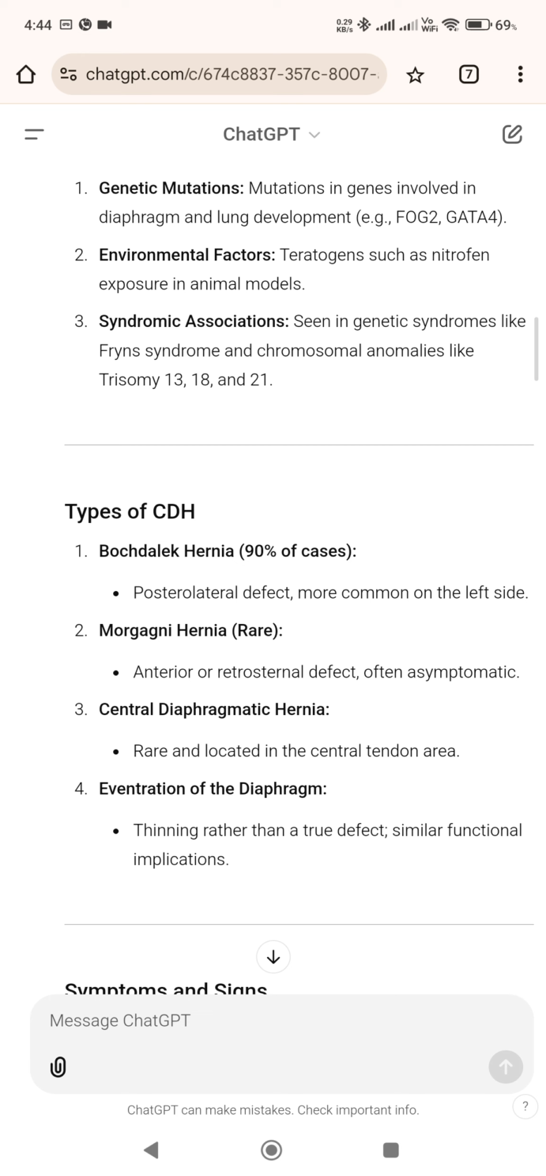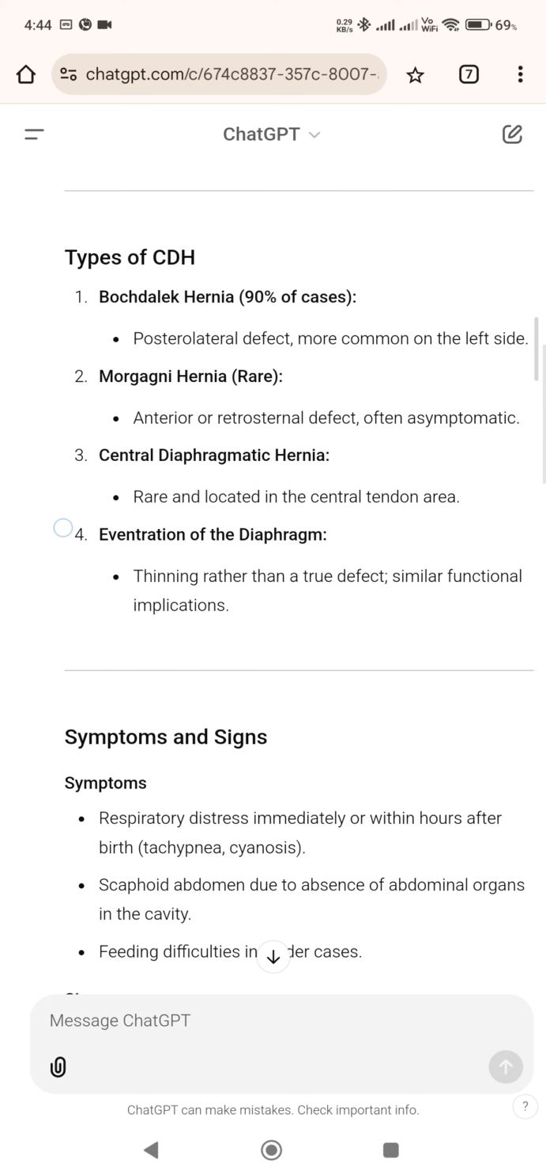Types of CDH. 1. Bochdalek hernia, 90% of cases, posterolateral defect, more common on the left side. 2. Morgagni hernia, rare, anterior or retrosternal defect, often asymptomatic. 3. Central diaphragmatic hernia, rare and located in the central tendon area. 4. Eventration of the diaphragm, thinning rather than a true defect, similar functional implications.